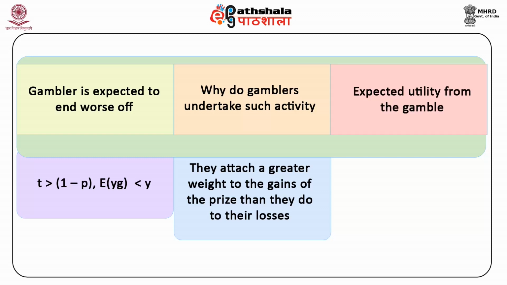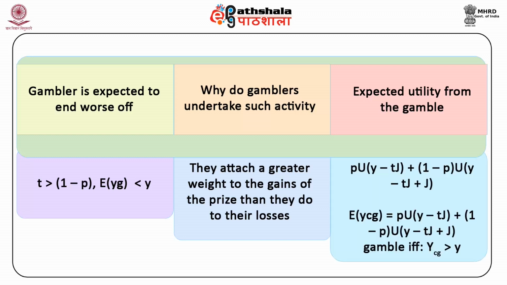The expected utility from the gamble is given by P into U of (Y minus TJ) plus (1 minus P) into U of (Y minus TJ plus J). This utility corresponds to a certain income of YCG, or in other words, the certainty equivalent of the gamble is YCG. Another way of putting it is U of YCG equals P into U of (Y minus TJ) plus (1 minus P) into U of (Y minus TJ plus J). The economic agent will gamble if and only if YCG is greater than Y.